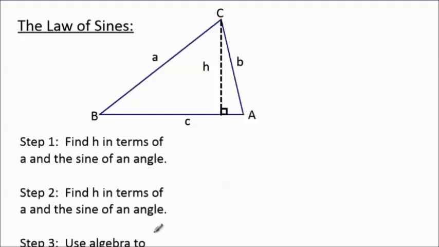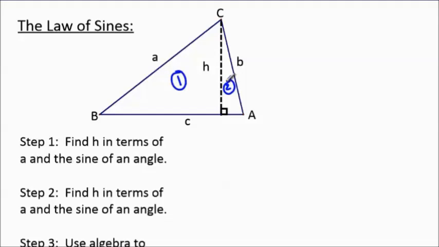So the first thing I'm going to do is find h, which is the height of this triangle, in terms of a, this side, and the sine of an angle. Now if I look at the triangle on the left, this height divides this larger triangle into two smaller right triangles. We can call this triangle 1 and this one triangle 2.